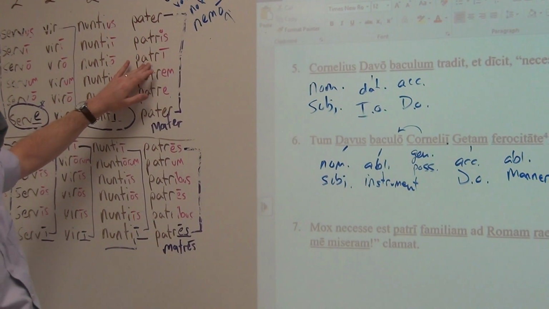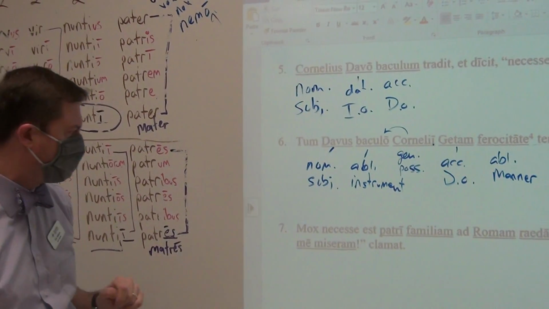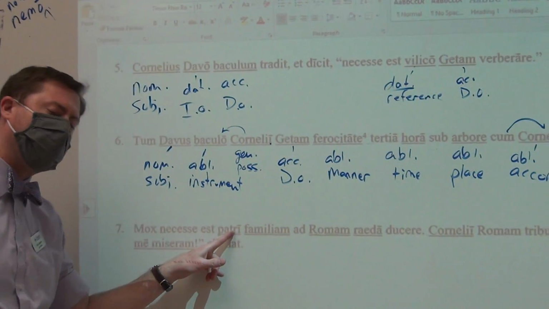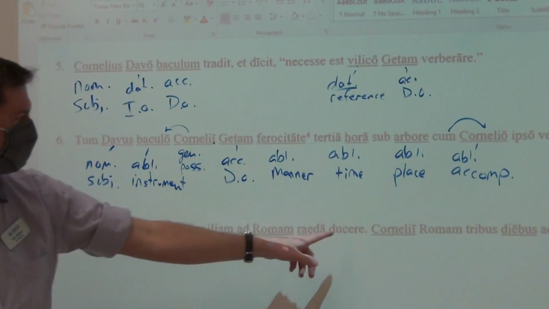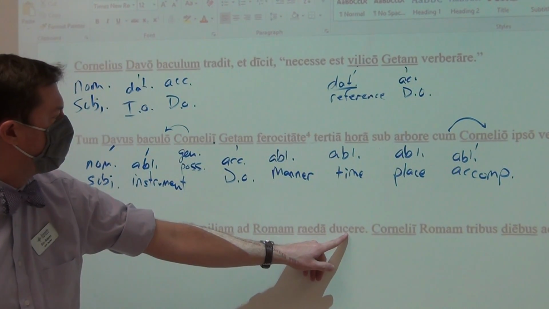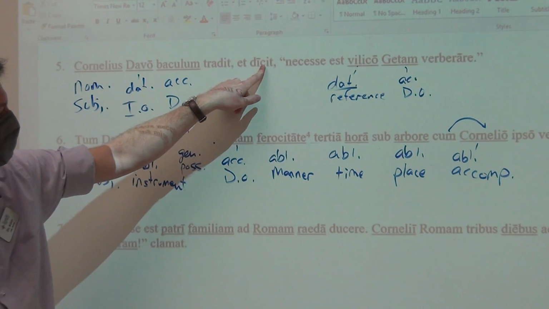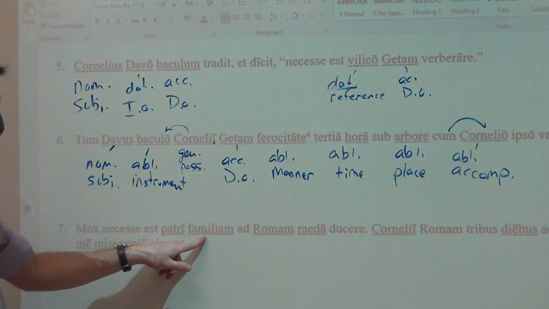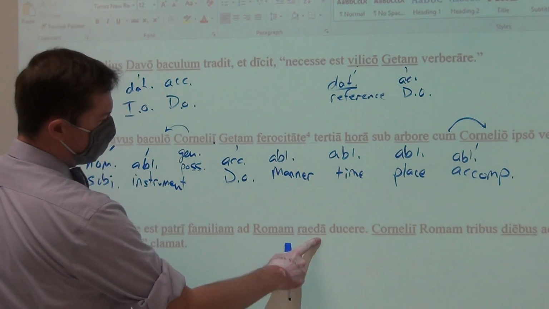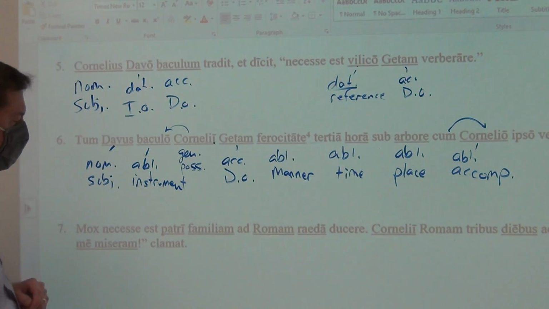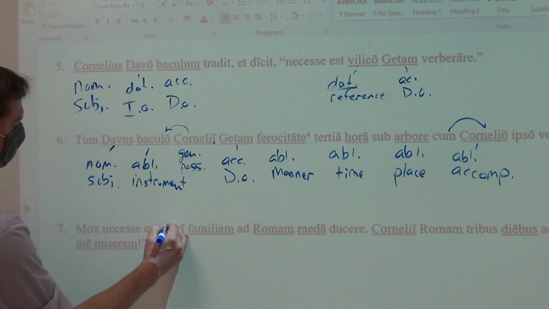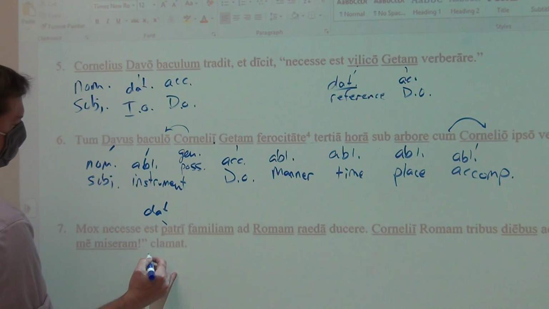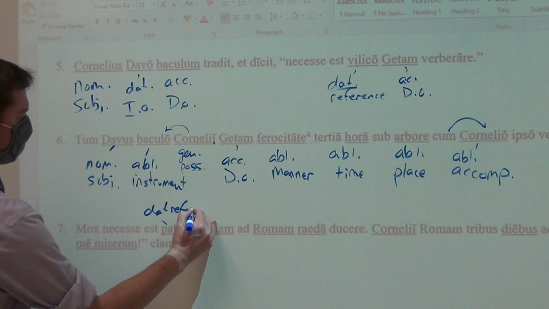It is a third declension, variant I as I, and so it is necessary soon for the father to lead. See the difference between ducere and dicere? Speak, lead. His family to Rome, by, with, because of, from, in, on, at, the minivan. So this is your dative, but it's your dative of reference.